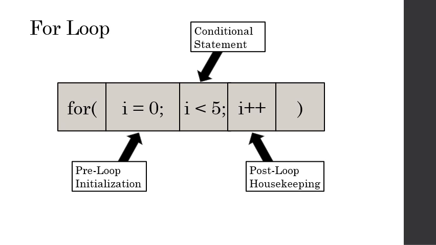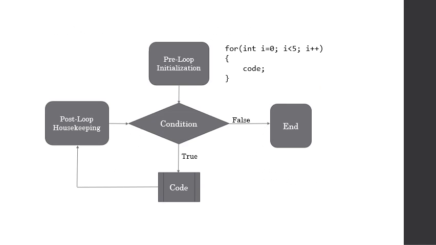The final iteration statement is the for loop, and it is the most complex. A for loop consists of three parts: the pre-loop initialization, the conditional statement, and the post-loop housekeeping. Let's look at this diagram for how a for loop works. At the beginning, you have the pre-loop initialization. In this stage, you can declare a variable and set it to some value.